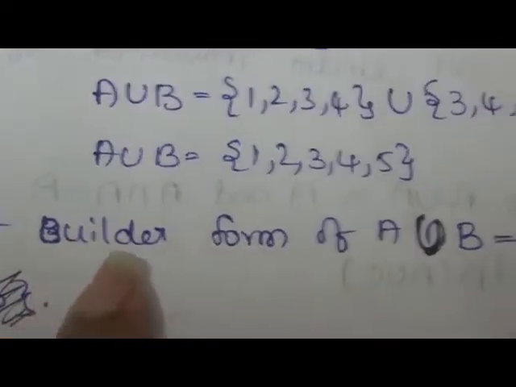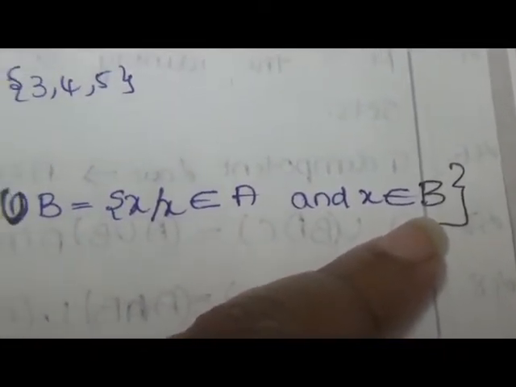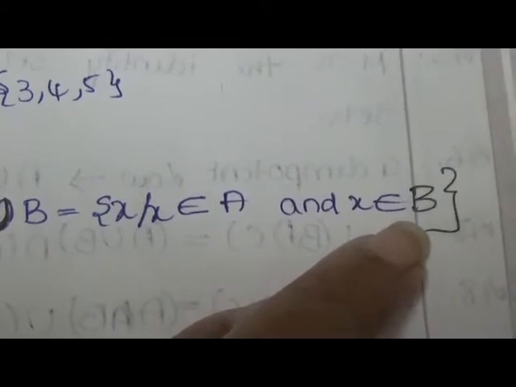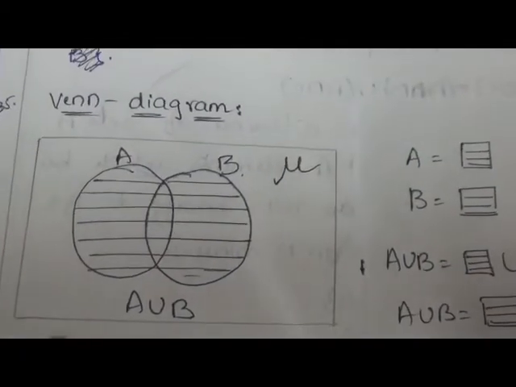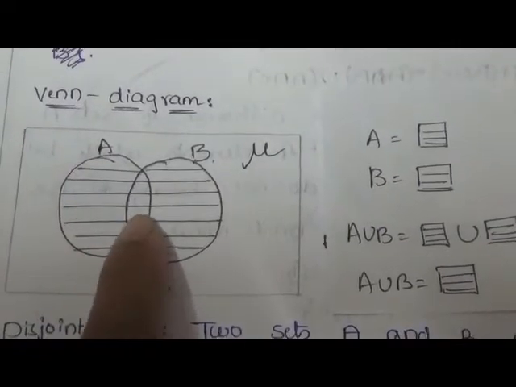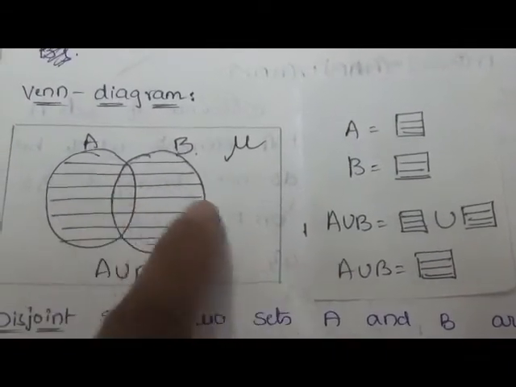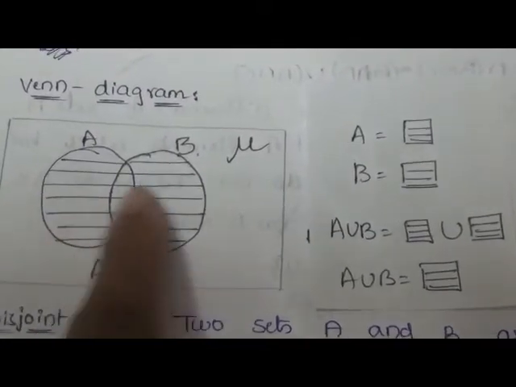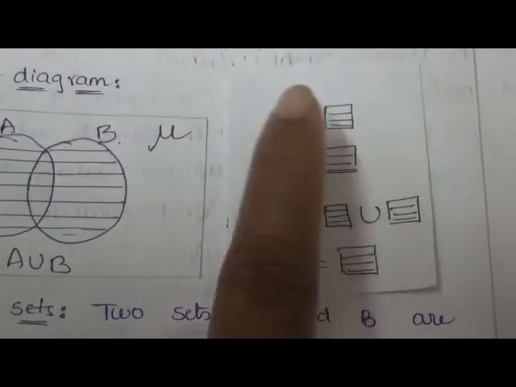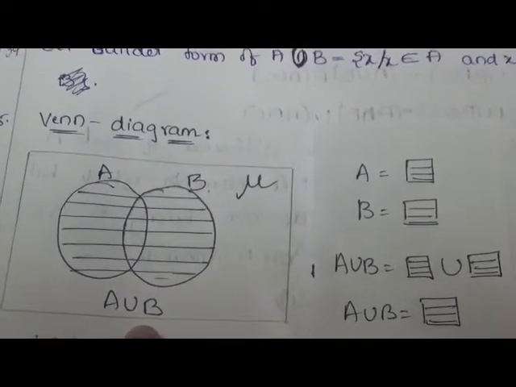The set builder form of A union B is equal to X such that X belongs to A or X belongs to B. Okay. Next, Venn diagram of A union B. In the Venn diagram of A union B, we mark all the elements in both A and B, right? So all the elements should be shaded like this. A is shaded with these lines, this kind. So A union B, all the elements should be in this A union B region. Like this, you have to draw the Venn diagram for A union B.